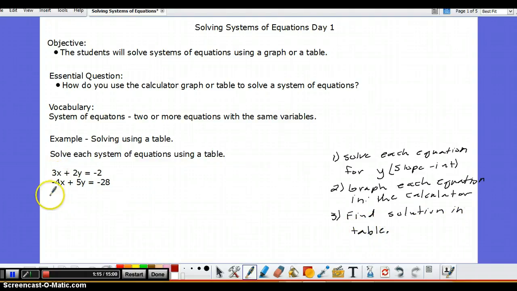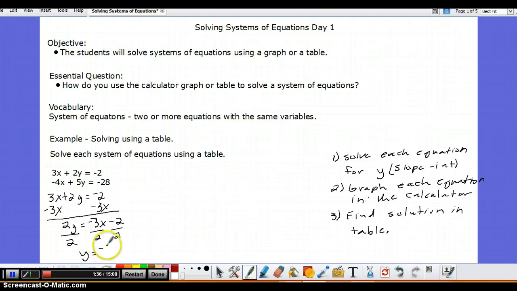Alright, so first, 3x plus 2y equals negative 2. To do this, we're going to subtract 3x from both sides. That gives you 2y equals negative 3x minus 2. Then divide by 2, and we get y equals negative 3 over 2 x, because 2 doesn't go into 3, minus 1. So there's our first equation.